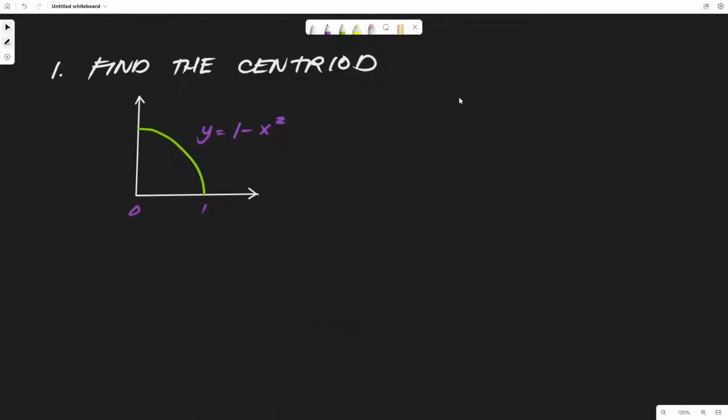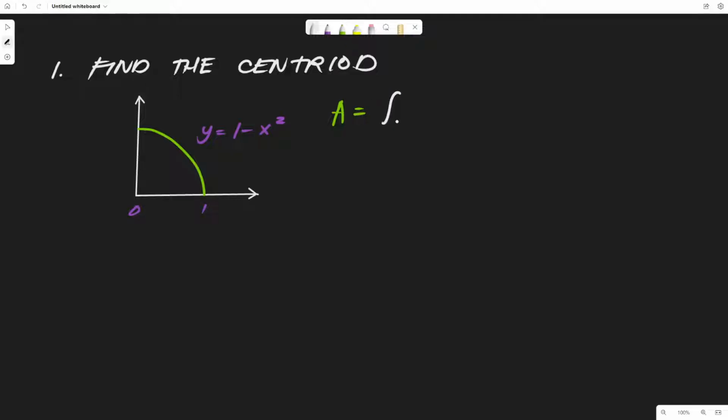Okay, so for our first problem: find the centroid of the quarter circle from 0 to 1 of y equals 1 minus x squared. Just like in the previous lessons, when we integrate with respect to x, make sure the boundaries are in terms of x, or else our answer will be wrong. So let's evaluate this. It's fairly straightforward. We know the boundaries are from 0 to 1, so let's get the area.